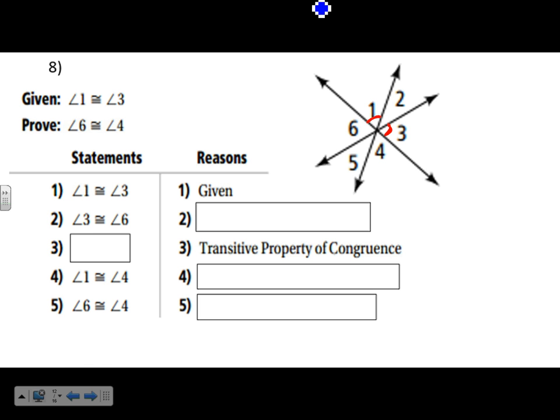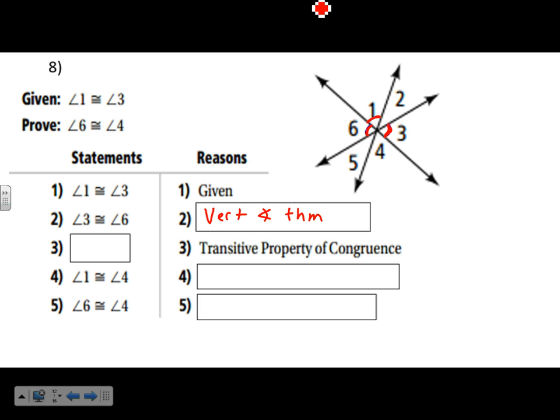So angle 1 and angle 3 are congruent. That's given. So that's perfect. Angle 3 and angle 6 are congruent. Let me use the same color. So angle 3 and angle 6 are congruent. We know that because of the vertical angle theorem.